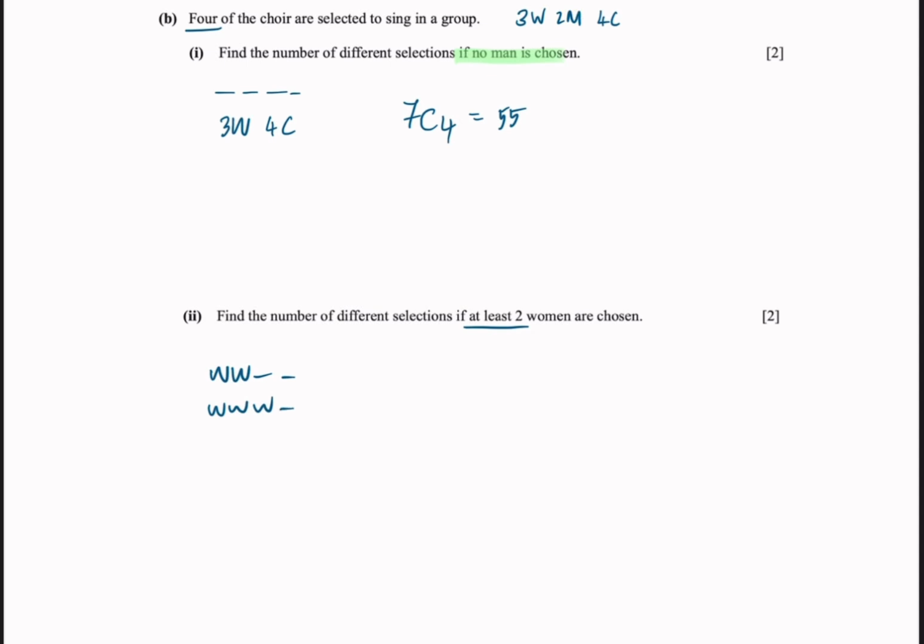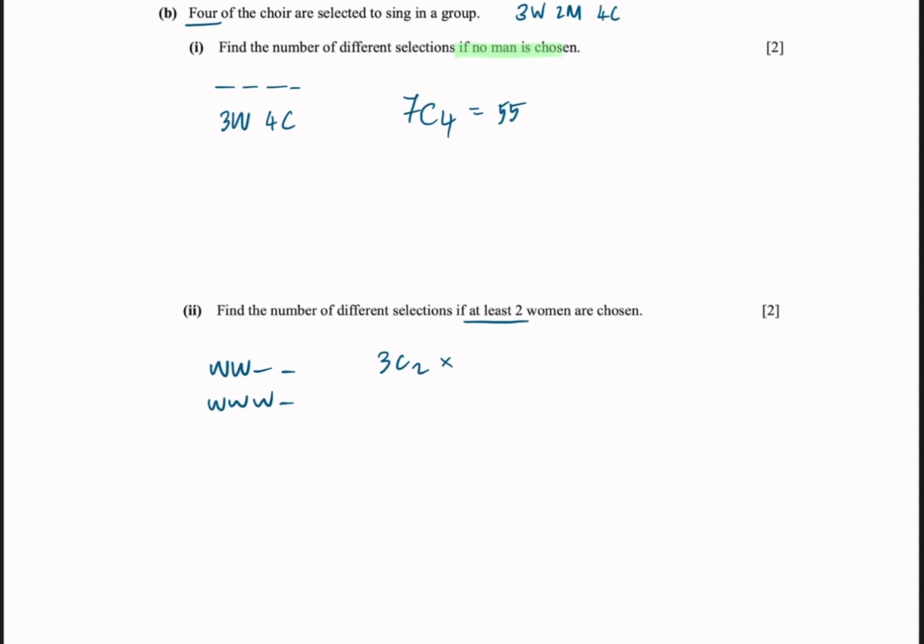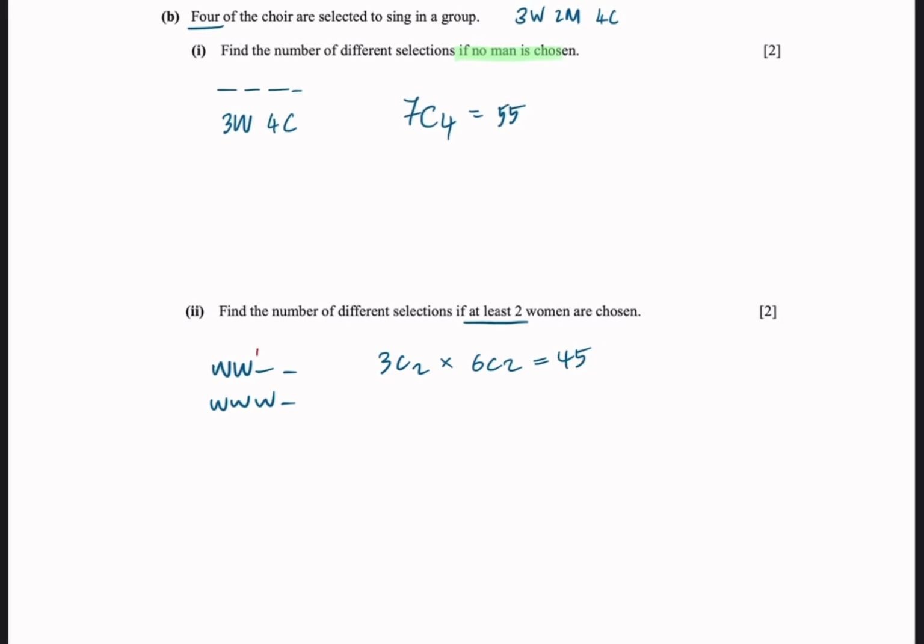So since there's 3 women to choose from, it'd be 3C2. And for the other 2 spaces, it can be 2 men or 4 children, which will give you a total number of 6 people to fit in those 2 spaces. So it will be 45. So basically, these 2 spaces can only be the 2 men or the 4 children.